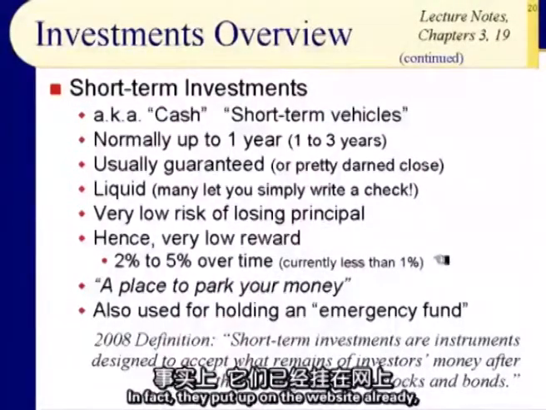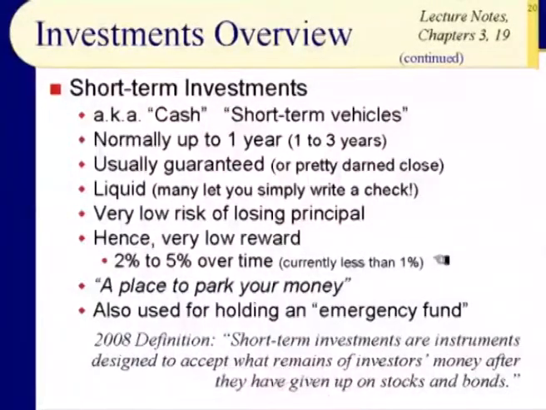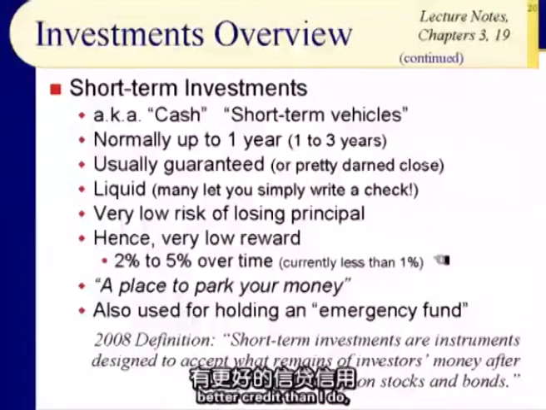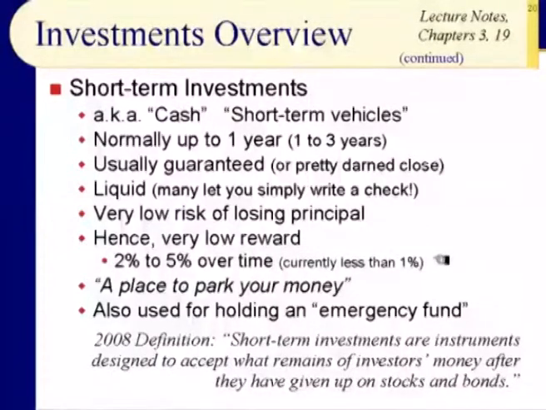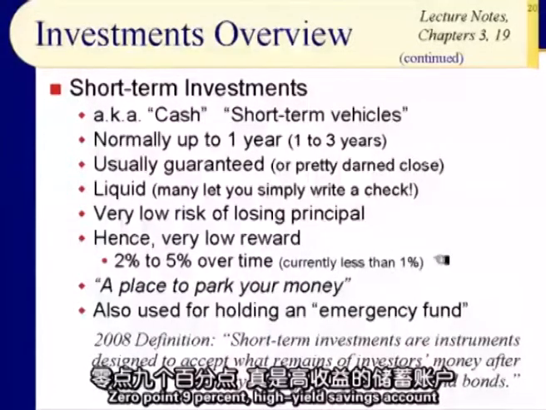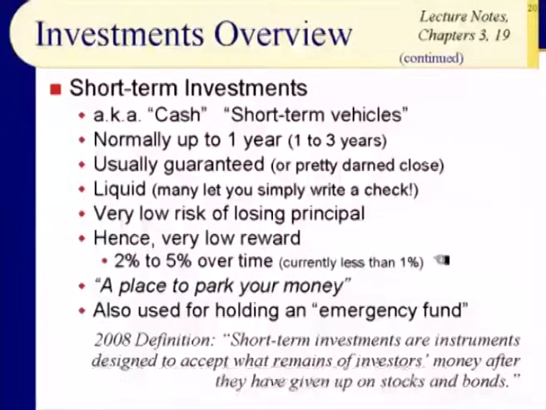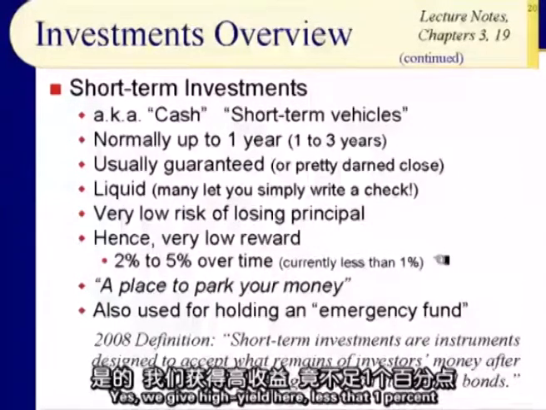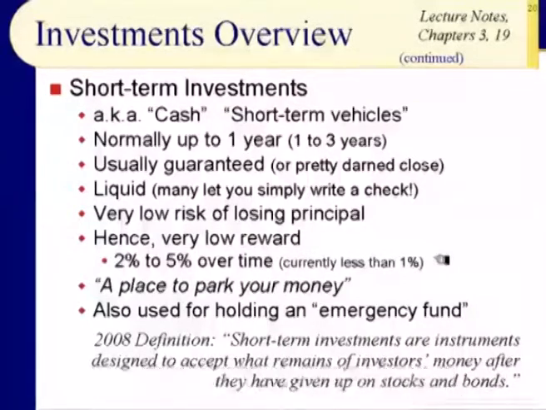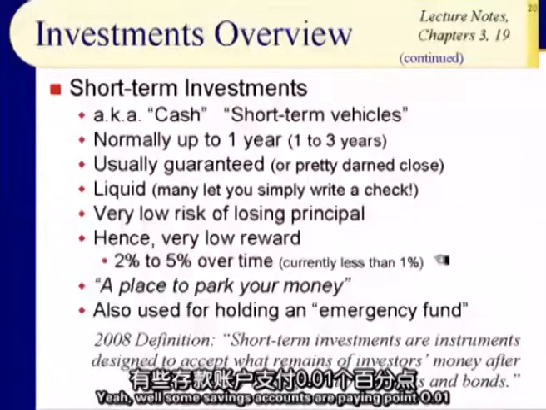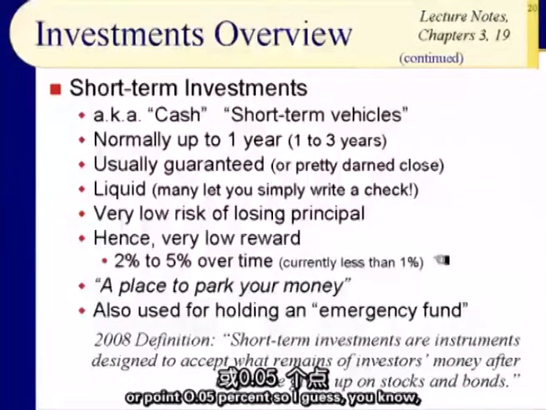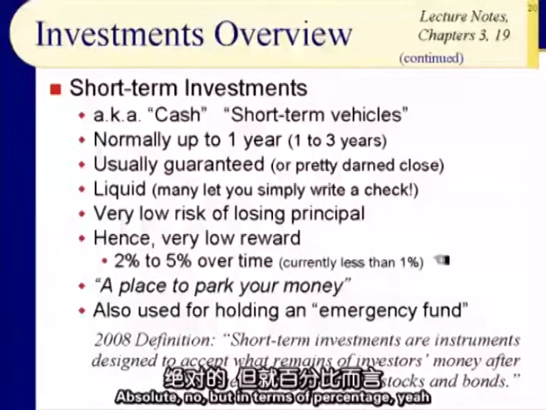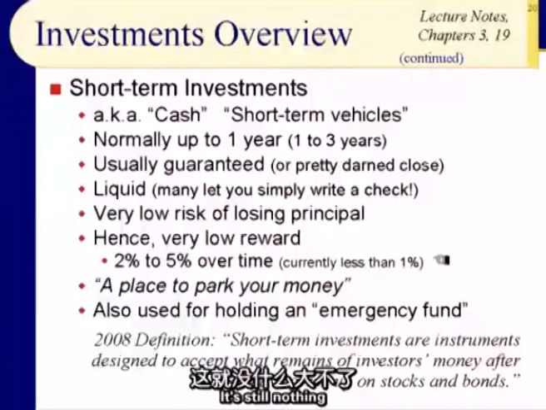In fact, I put up on the website already an offer that came in the mail to my wife, who actually has a little bit better credit than I do. 0.9% high yield savings account. Oh, come on. Is this a Monty Python skit or something? Yes, we give high yield here, less than 1%. Oof. Well, some savings accounts are paying 0.01 or 0.05%, so I guess it's a big difference. Absolute, no, but in terms of percentage, yeah, it's still nothing.